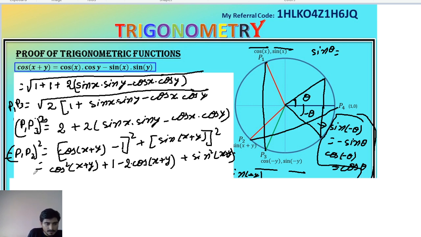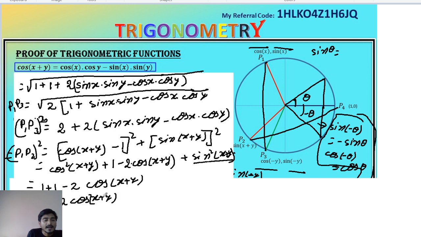So this can be again written as cos square of x plus y plus sine square of x plus y can be written as 1. So 1 plus 1 minus 2 into cos of x plus y. So again this can be written as 2 minus 2 cos of x plus y.